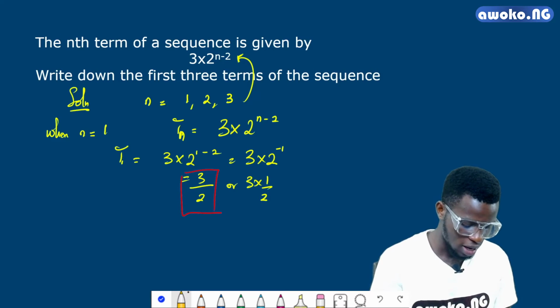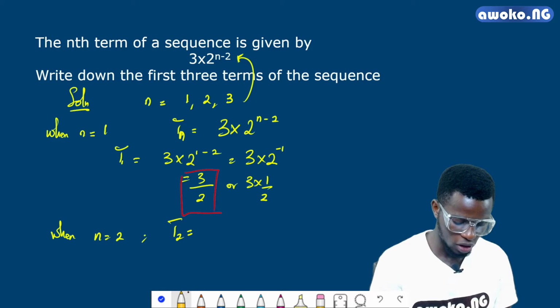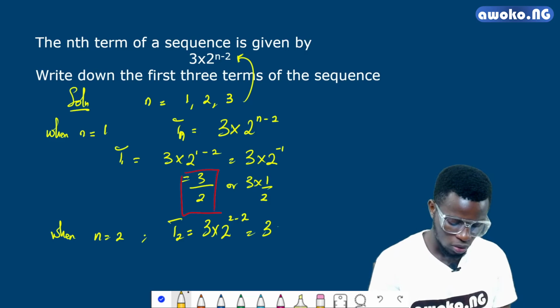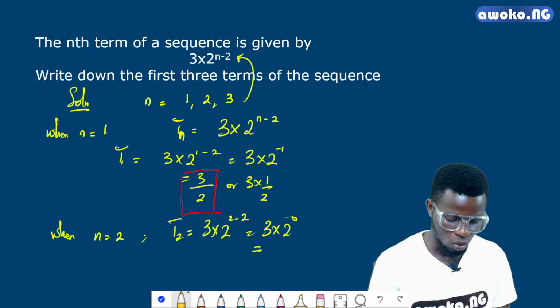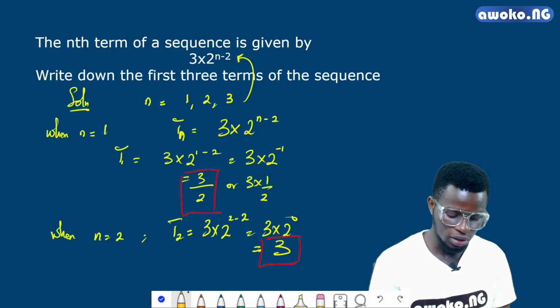Let us consider n to be equal to 2. So when n is equal to 2, T2 will be equal to 3 times 2 raised to the power 2 minus 2. 2 raised to the power 2 minus 2 is equal to 2 raised to the power of 0. And anything raised to the power of 0 is equal to 1. So 1 times 3 is equal to 3. And that is our second term in the sequence.